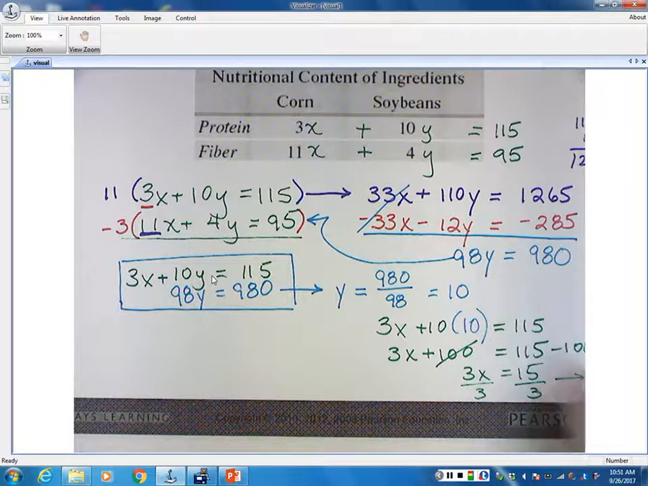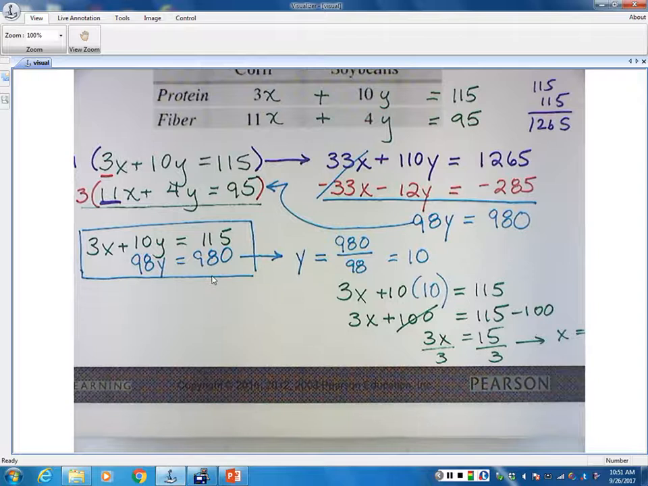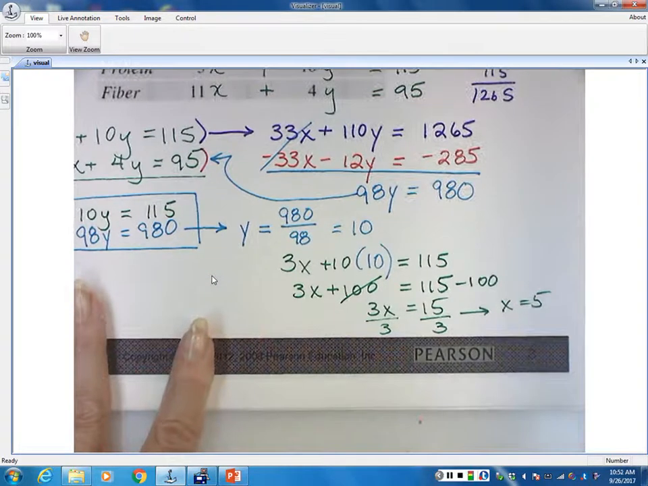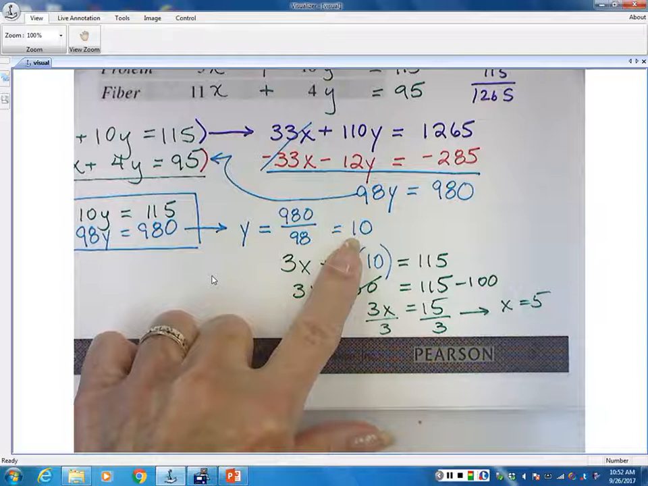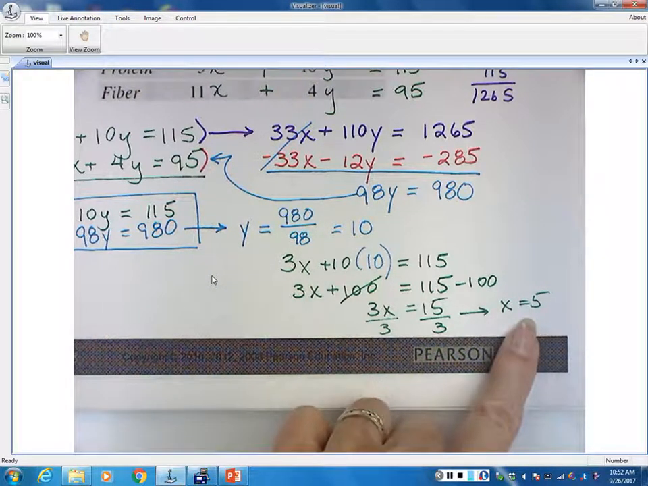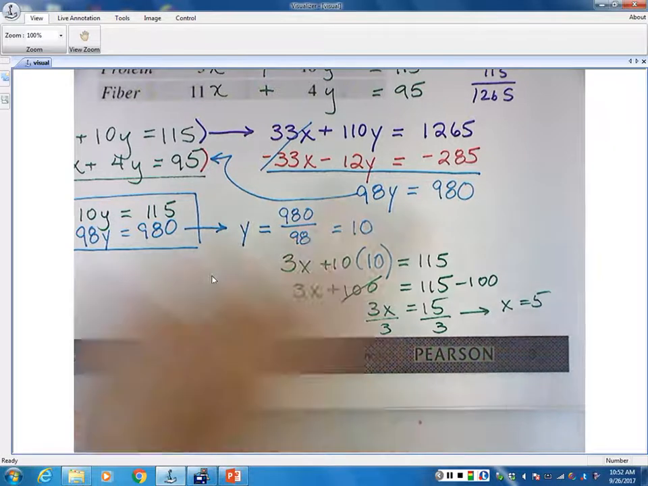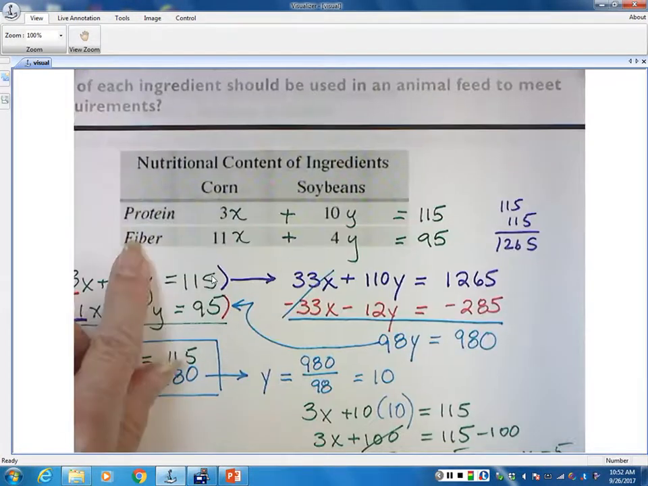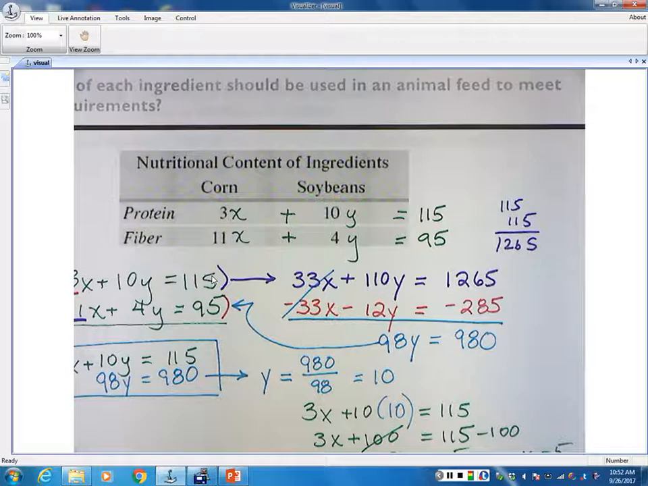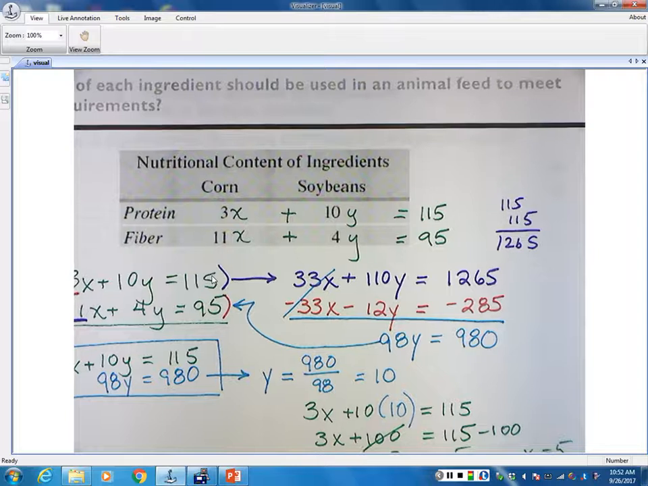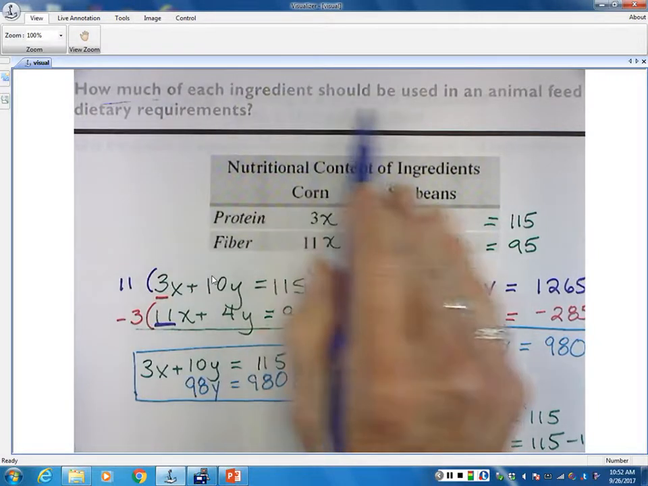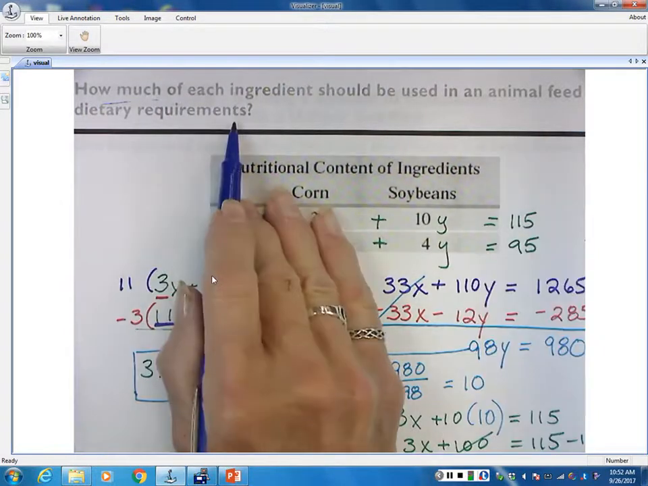So what that means, then, is that if I make a feed mixture that contains 10 servings of soybeans and 5 servings of corn, I'll meet both of these requirements up here in my original problem. So in that case, the answer to this question, and again, this is something some of y'all kind of got dinged a few points for on the test, I'm just warning you, the answer to the question is how much of each ingredient should be used to meet the dietary requirements.